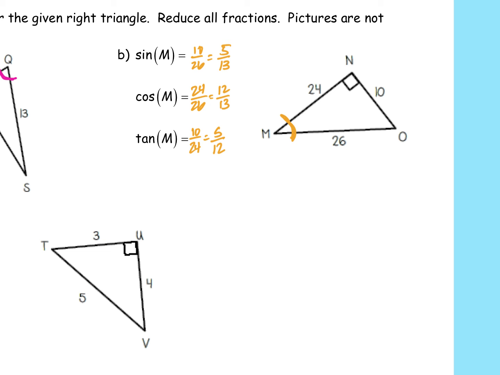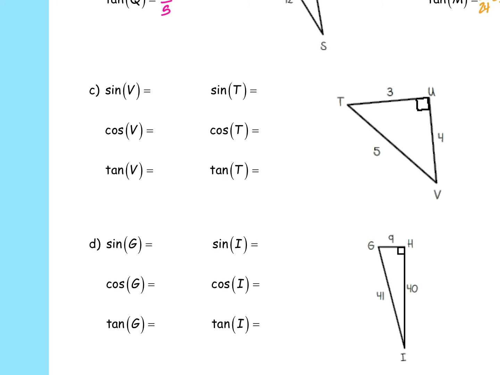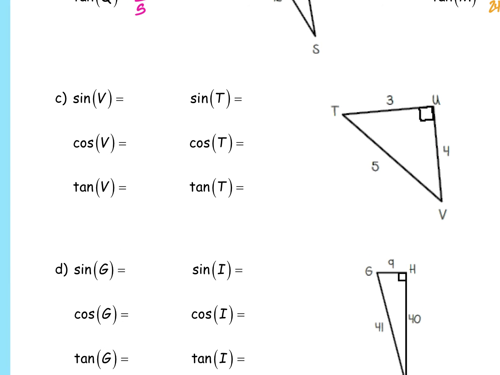Questions? Is that good? Okay, so all the rest of them, we're looking at doing two different angles. The first one is going to be V. This one should be pretty easy because we've done a whole bunch of them. So sine is 3 over 5, cosine is 4 over 5, and tangent is 3 over 4.